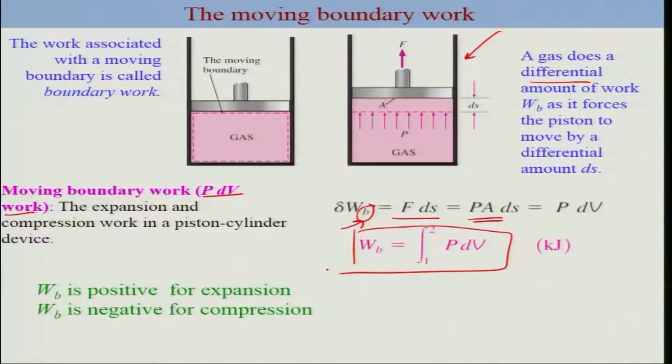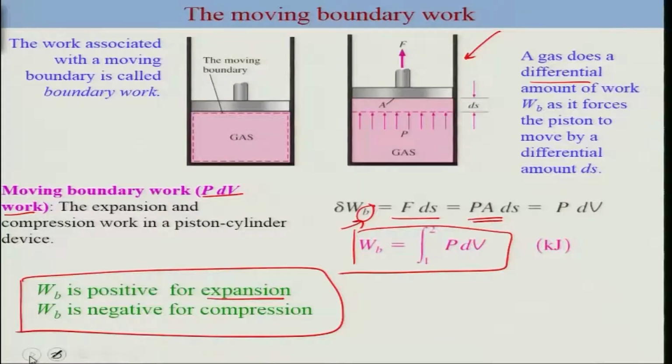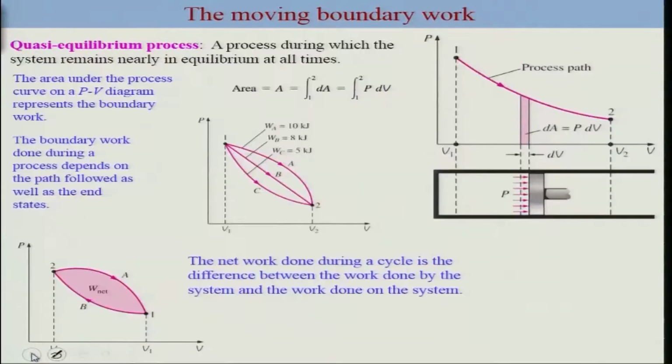Now for the case of expansion, that means when the gas expands, the boundary work will be considered positive as our convention. When the system does work on the surroundings, W_B, the boundary work, would be positive, and when the surroundings do work on the system, that means compression in this case, the boundary work would be negative. So this is what the sign convention would be for such a case.